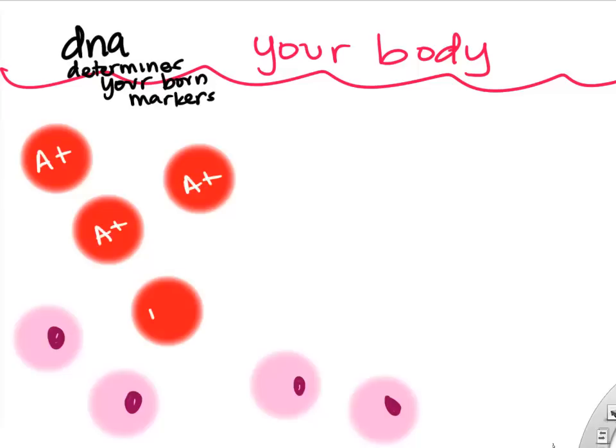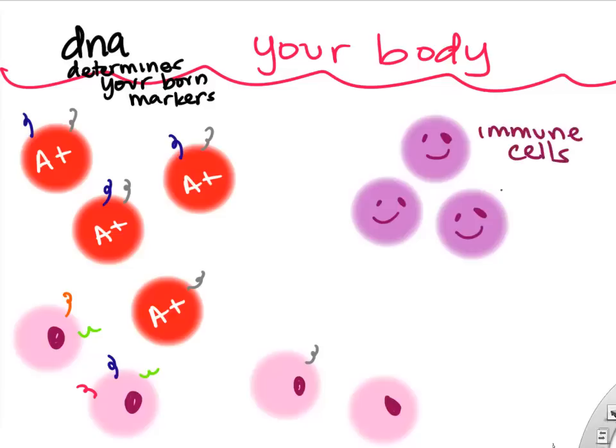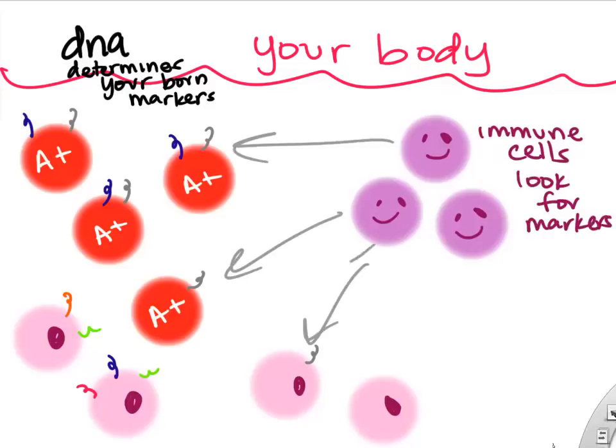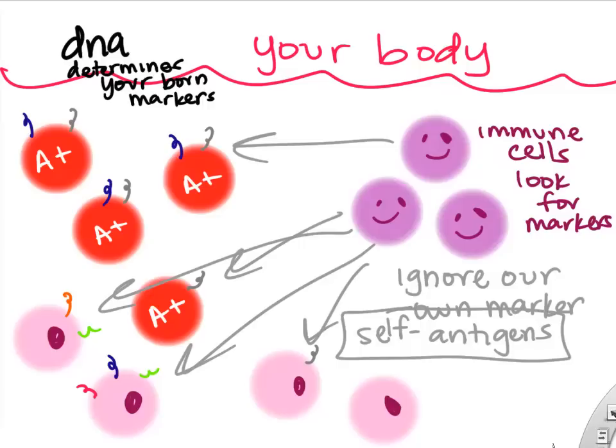So again, in this example, let's make you A positive, which means you're born with the A marker and the RH marker on your red blood cells. And other cells in our body have their own markers as well, but we're going to focus on erythrocytes. So remember, your immune system, your immune cells, they can look at the markers on your cells, and we tend to ignore the markers that we're born with. So our immune cells will ignore the markers that we were born with and only pay attention to markers that we weren't born with.